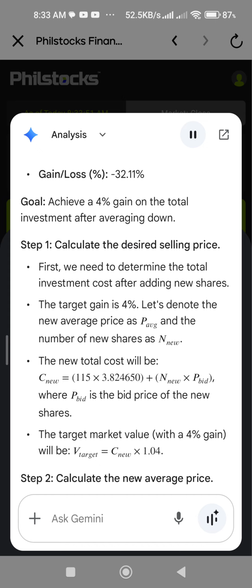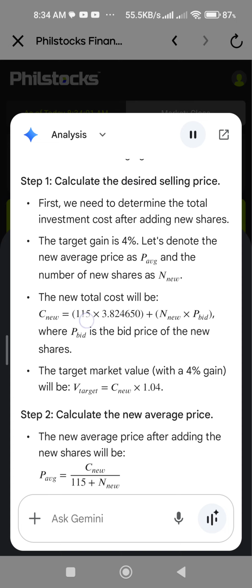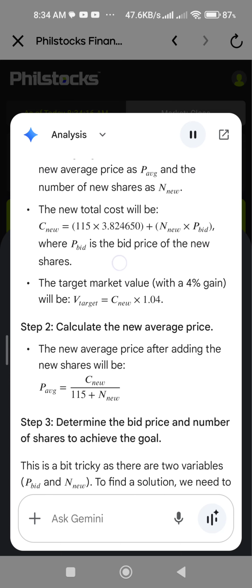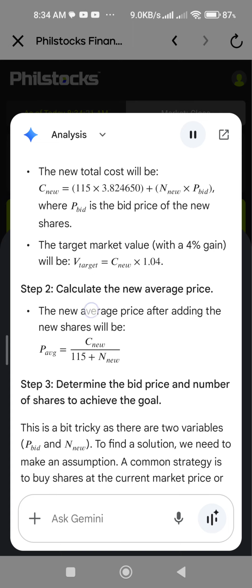Step 1. Calculate the desired selling price. First, we need to determine the total investment cost after adding new shares. The target gain is 4%. Let's denote the new average price as P_AVG and the number of new shares as N_new. The new total cost will be C_new equals 115 times 3.824650 plus N_new times P_bid, where P_bid is the bid price of the new shares. The target market value with a 4% gain will be V_target equals C_new times 1.04.